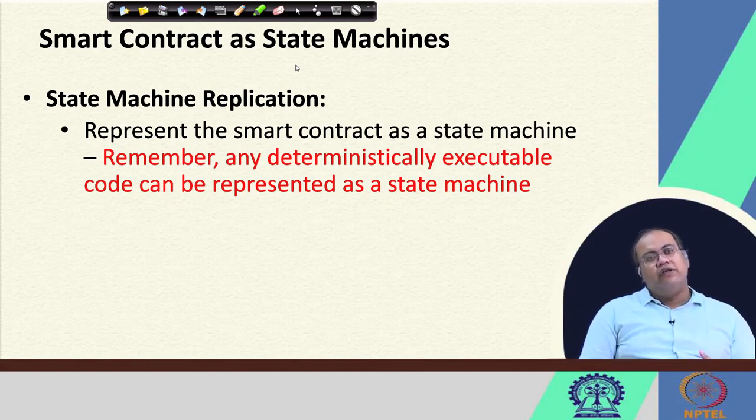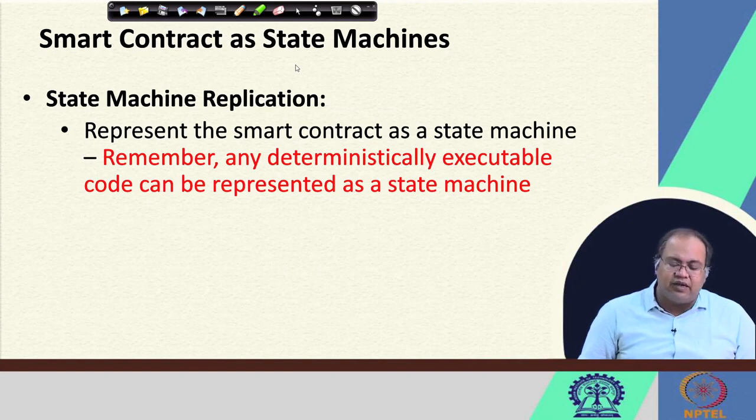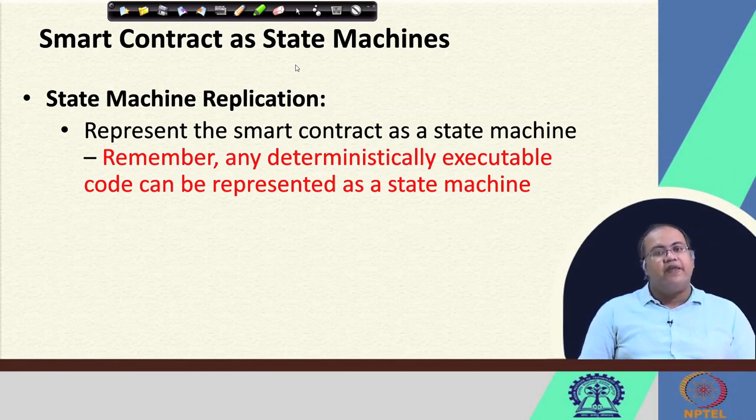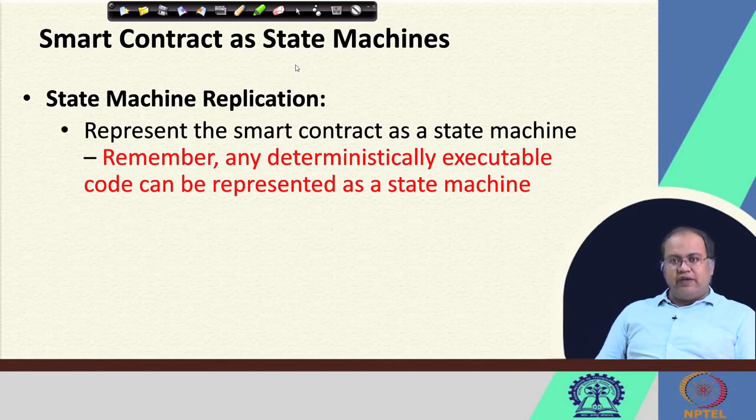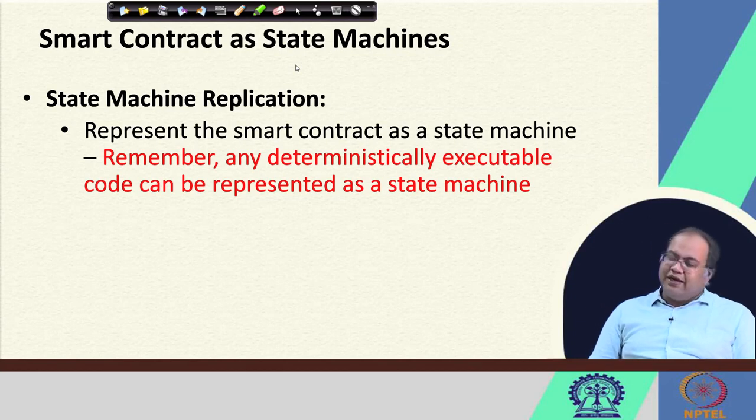So, we will see how state machine replication is important in the context of a blockchain. To discuss state machine replication, our primary objective here is to represent the smart contract in the form of a state machine. So the question comes: how can we represent a smart contract in the form of a state machine? From your undergraduate course of algorithm and programming, you already know, and we mentioned that earlier too, that any deterministically executable code can be represented in the form of a state machine.